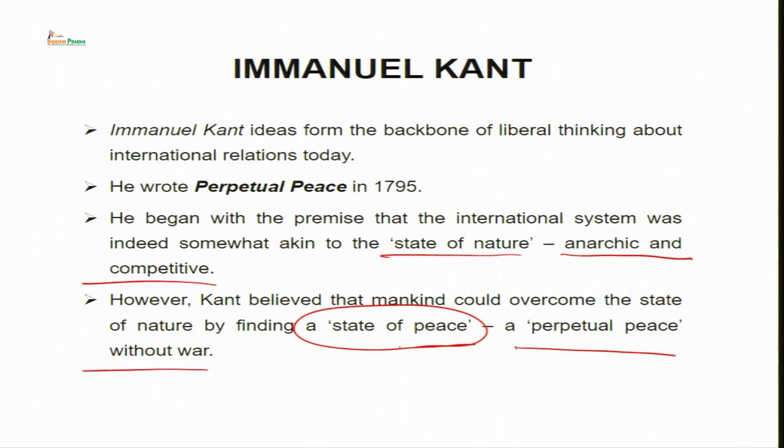So, we can say that John Locke also contributed to the theory of social contract. Hobbes, Locke and Rousseau, all three have contributed to the theory of social contract. John Locke assumed the state of nature as peaceful, because during his times he saw the Glorious Revolution, which was a peaceful revolution. So, he saw a state of nature which was peaceful in nature, and that is the reason that he claimed for life, liberty and property.